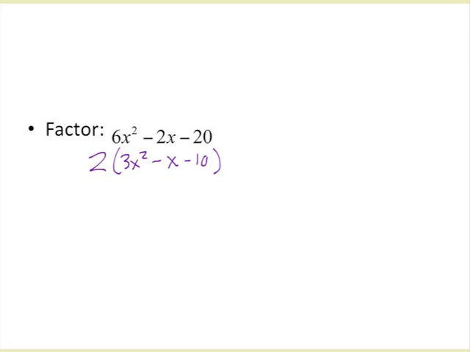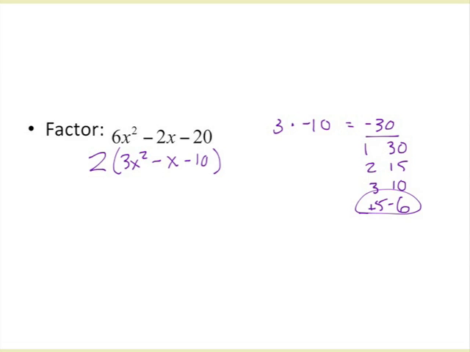Now what we want to do is multiply together our first and our last numbers. So 3 times negative 10 is negative 30. I want to make a list of numbers that multiplies to make that. So 1 and 30, 2, 15, 3, 10, 5, 6. I want to pick a set of these that in some way can add up to make the middle value, which is negative x or negative 1. So how can I make a negative 1 out of these? Negative 6 and positive 5.